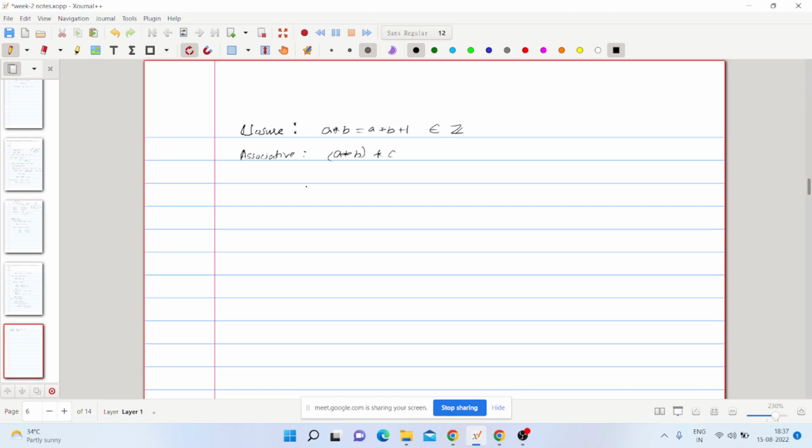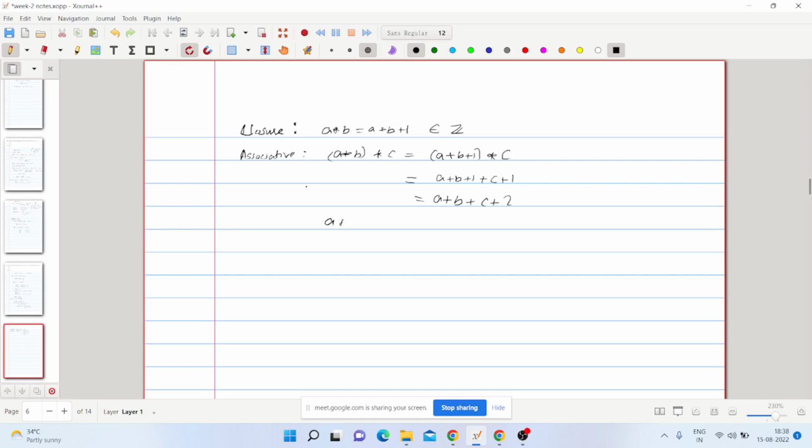Now we will check associativity. What is A star B star C? How can we write this? What is A star B? A plus B plus 1. First we apply A star B, then star C. So what will be the answer here? A plus B plus 1 plus C plus 1. Because if A and B are here, A plus B plus 1, here A plus B plus 1 plus C plus 1. So A plus B plus C plus 2.